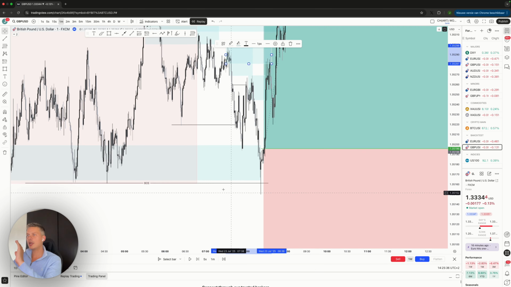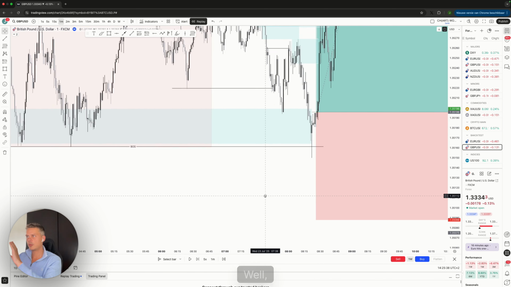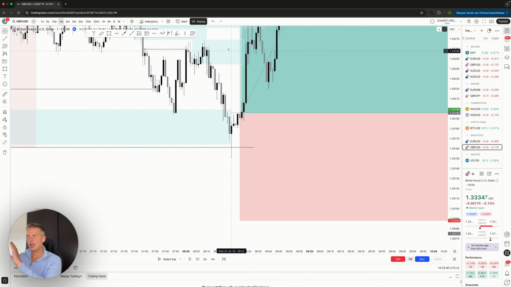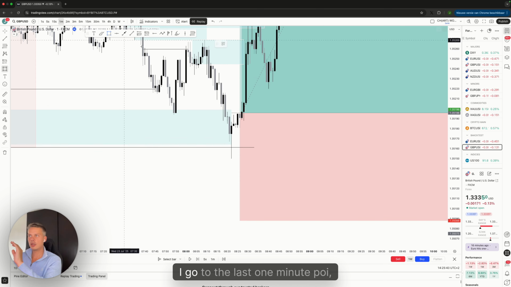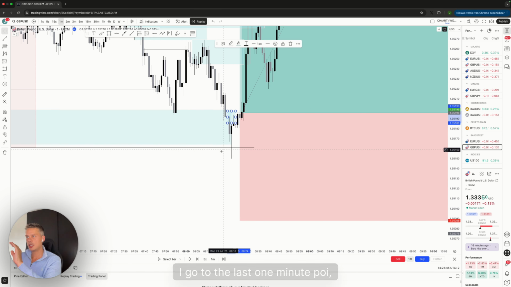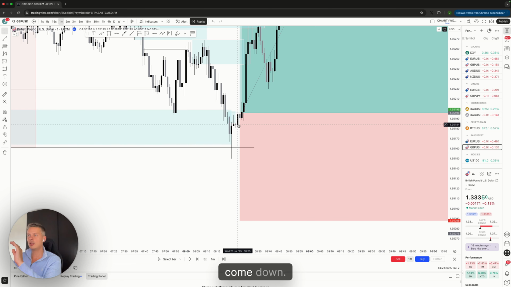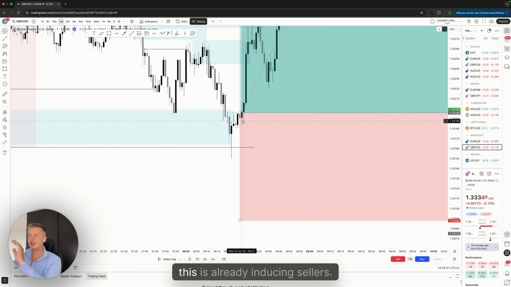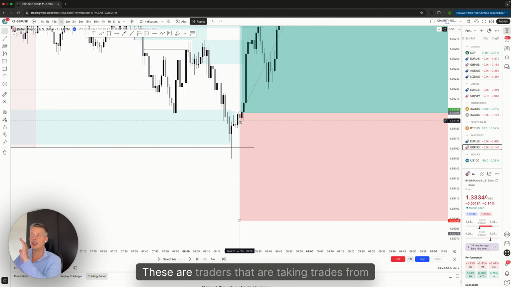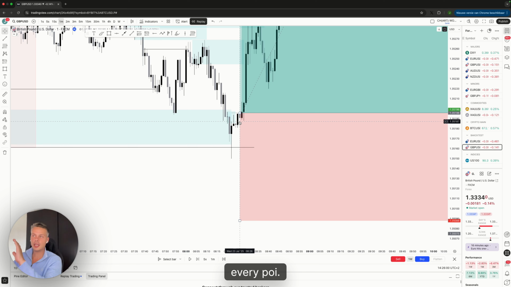But where did I enter? Well, obviously, I saw this push down. I go to the last 1-minute POI. I wait for price to slow down, wick in, come down, wick in, come down, and this is already inducing sellers. These are not the good traders. These are not the profitable traders. These are traders that are taking trades from every POI, but that's the inducement.